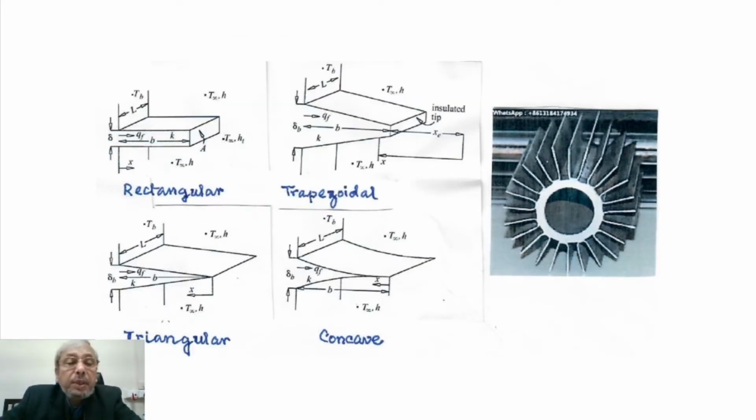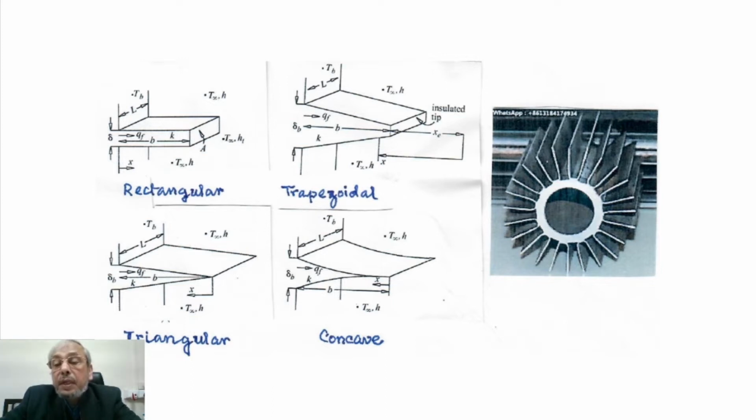Now here we have given typical examples of some fins. First one is called rectangular fin. It is basically a rectangular section or rectangular projection that comes out from the base. Second one is called trapezoidal fin. Third one is called triangular fin. Basically these names are coined based on the shapes. And the fourth one is concave fin.